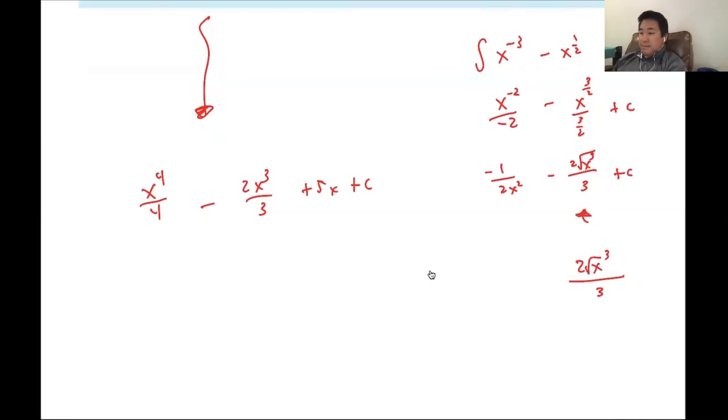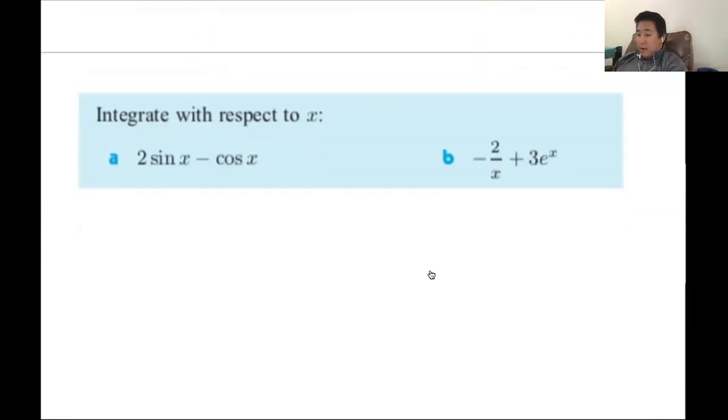So, integrate with respect to x. Remember, the antiderivative of sine is negative cosine, so it's 2 times negative cosine of x, and then minus cosine is just negative sine of x plus c. So negative 2 cosine x minus sine x plus c.